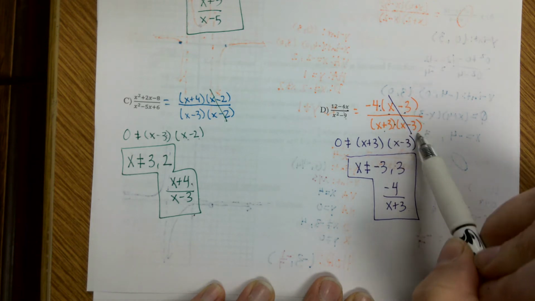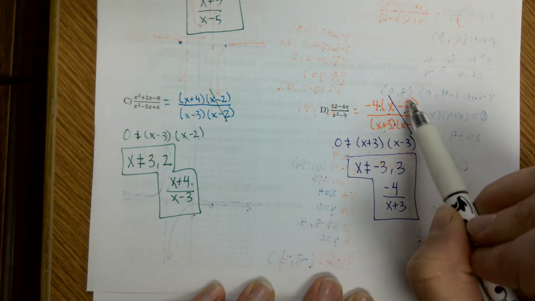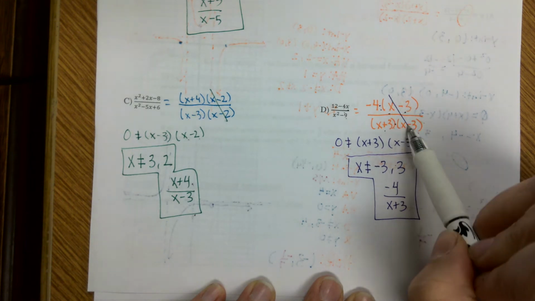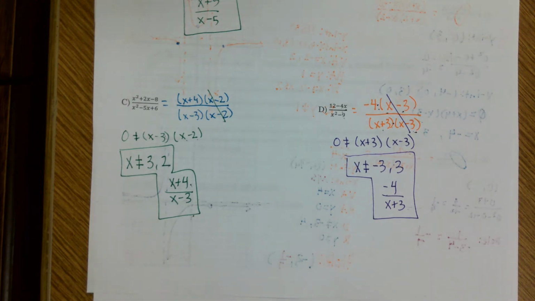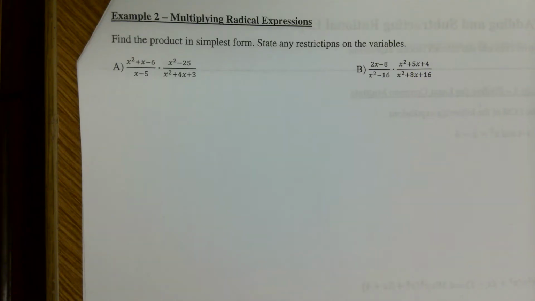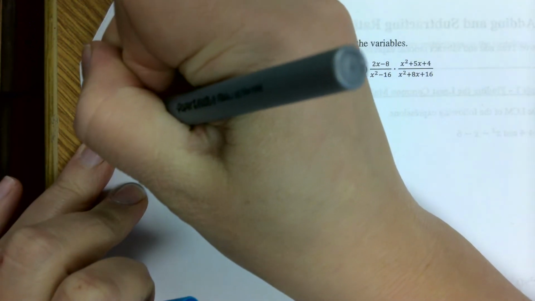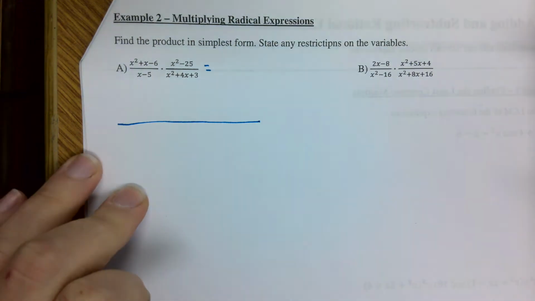You can't just cancel out negative 3's. You have to cancel anything that's being multiplied. So these two cancel, leaving me with a negative 4, x plus 3. Here now I'm multiplying. It's not a lot different than when I am just simplifying. So you're multiplying fractions across like so.